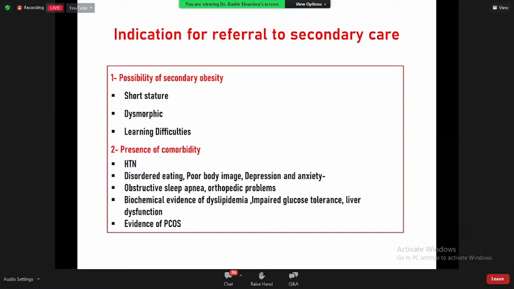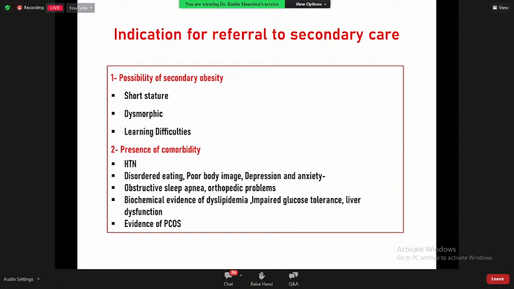Presence of comorbidity: if the child is obese and has comorbidities, again, he needs to be referred to a center where there is a weight management clinic or a team that can deal with hypertension and disorders of eating, because those who have disorders of eating and poor body image, as we know, there is a lot of psychiatric problems related to obesity: anxiety, depression, eating disorders. This group of children, if you start to give them advice about decreasing the weight, you're not going to improve them.